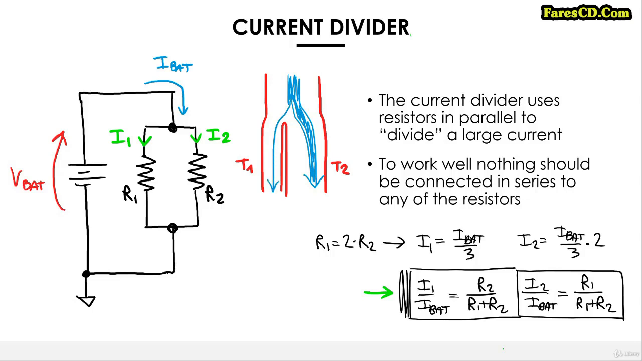It is not hard to see how, in the scenario that I've just described, most of the water will prefer to flow into T2, just as 2/3 of the current prefers to flow into R2 rather than R1 in the electrical circuit.